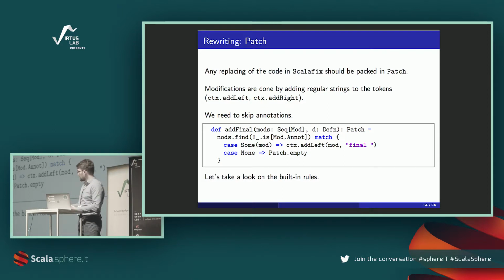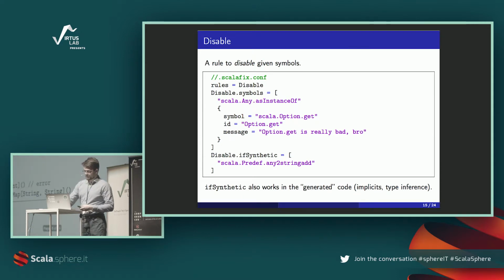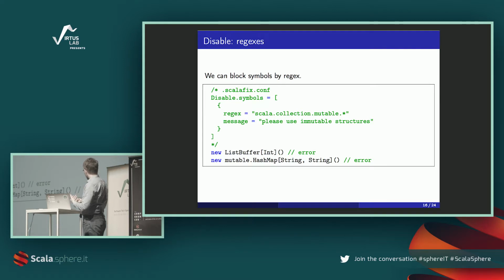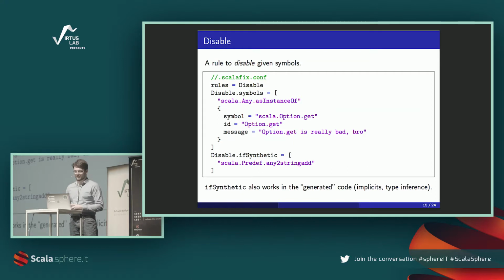And let's take a look at the built-in rules. What can we do in Scalafix already? We have a quite generic DisableSyntax rule that just disables some specific symbols. We should specify the fully qualified name of that symbol, and can also specify a message for the lint, so it will be printed out when Scalafix finds that construction in our code. So in this example, we are blocking asInstanceOf and Option.get. Well, because we don't like exceptions, we like pattern matching.